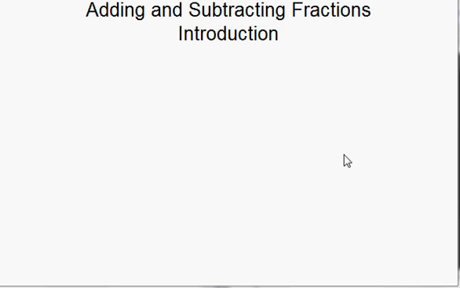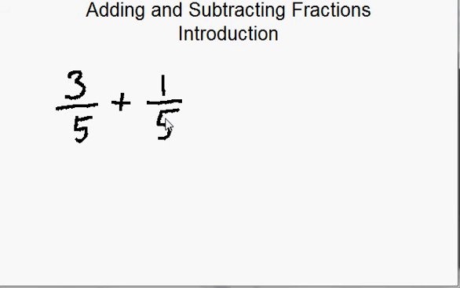Okay, let's talk about adding and subtracting fractions. Let's start with the easiest case, which is where the fractions have the same denominator. So let's say we have 3/5 plus 1/5. Well, in this case, the denominators are equal. They're both equal to 5. So all we need to do is add the numerators and then keep the denominator the same. So 3 plus 1 is 4, and the denominator stays at 5, 4/5.